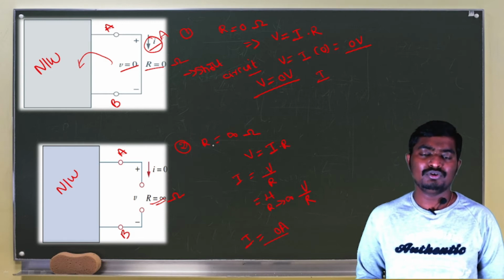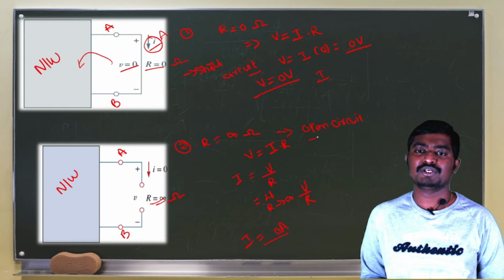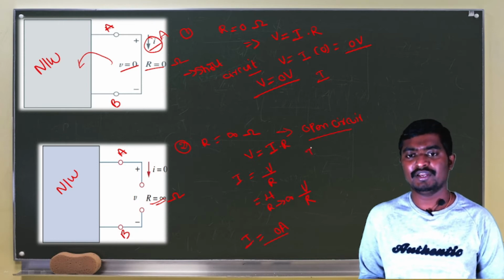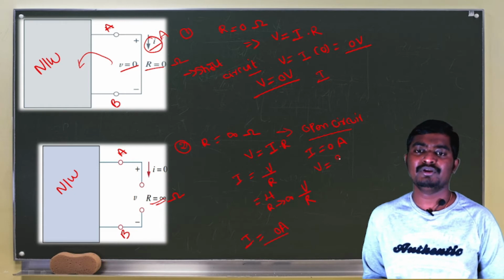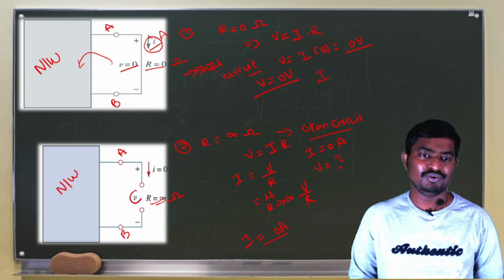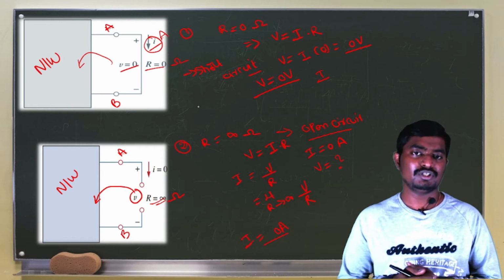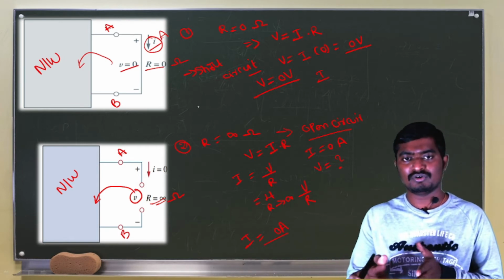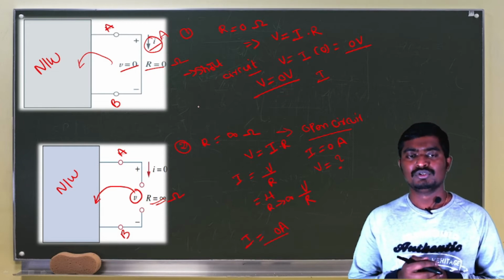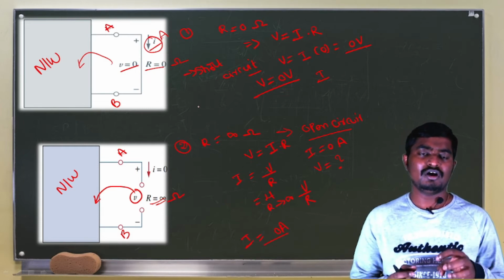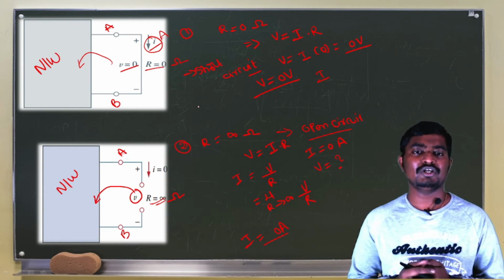So R equal to infinity ohms is said to be open circuited. For open circuit, the value of current I equal to 0 ampere and the voltage across it may be any value. This voltage V value depends upon the network. From this, we can conclude that R equal to 0 is called short circuit, and R equal to infinity is called open circuit. So for short circuit, voltage across the element is 0, and for open circuit, current flowing through the element is 0.